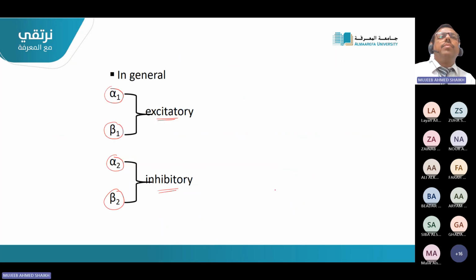But here it is saying that when alpha 1 or beta 1 is stimulated, the effect is usually excitatory. When alpha 2 or beta 2 is stimulated, the effect is usually inhibitory. I'm not saying this is 100%, but it is a thumb rule, a general rule, that most of the time you will be right. Whenever it is alpha 1 or alpha 2, excitatory. Whenever beta 2 is there, it is inhibitory.